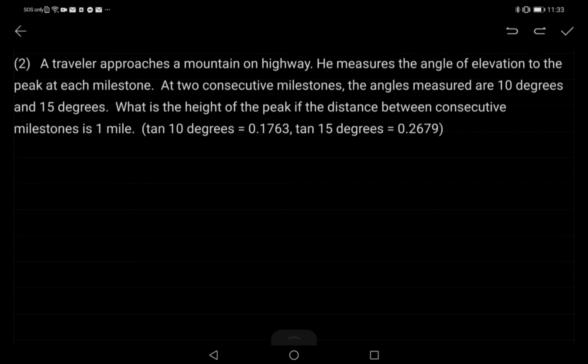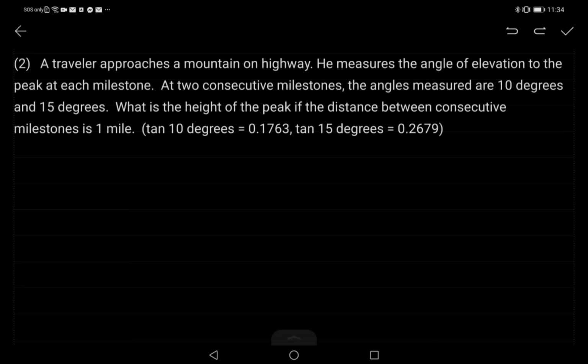For problem number 2, a traveler approaches a mountain on a highway. He measures the angle of elevation to the peak at each milestone. At 2 consecutive milestones, the angles measured are 10 degrees and 15 degrees. What is the height of the peak if the distance between consecutive milestones is 1 mile?